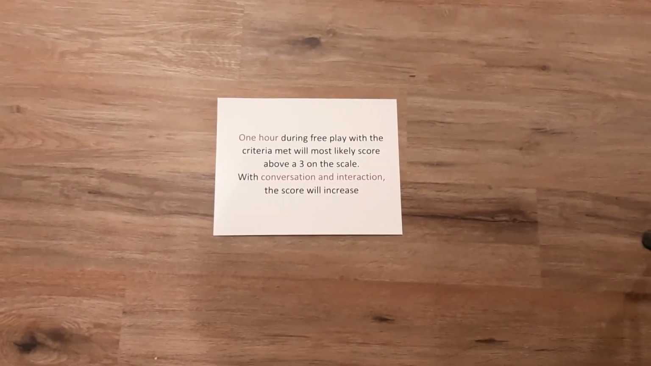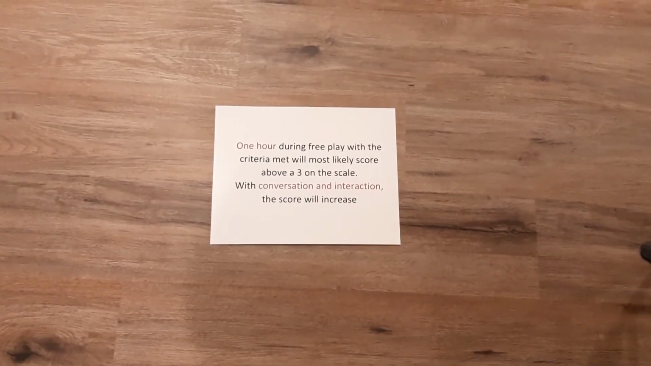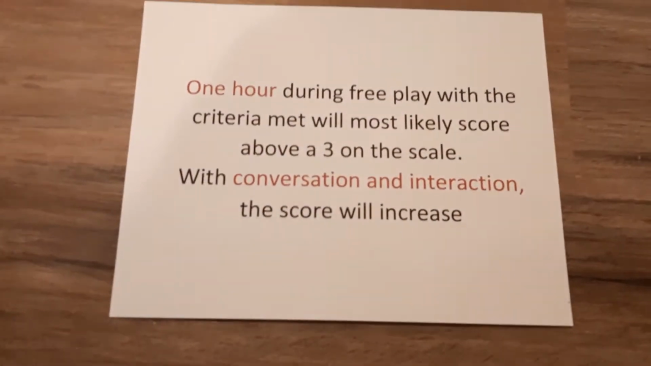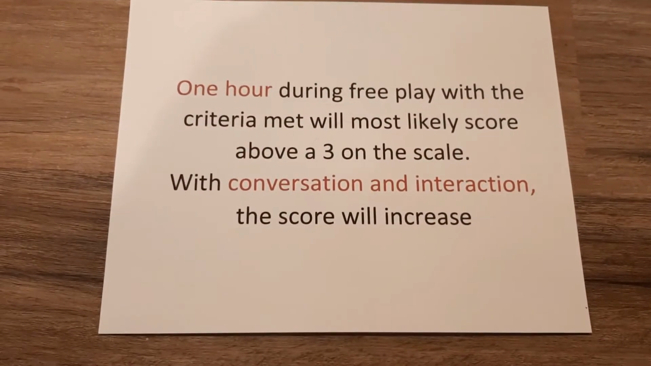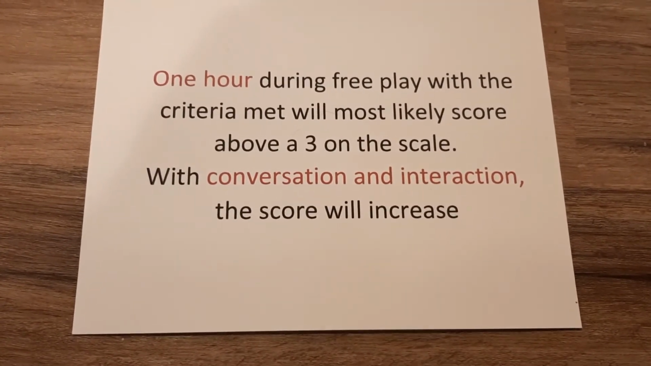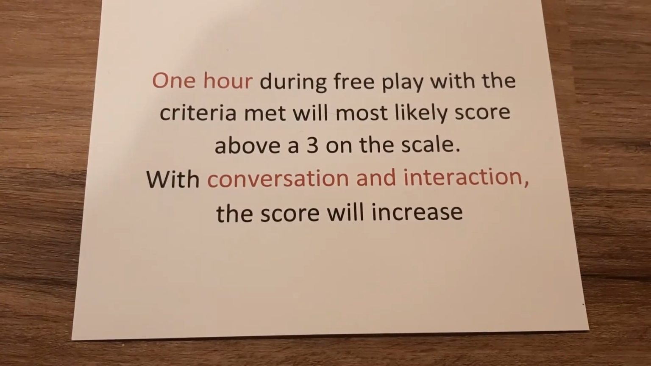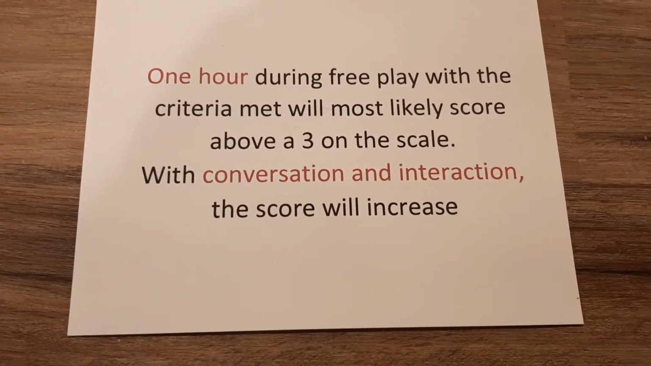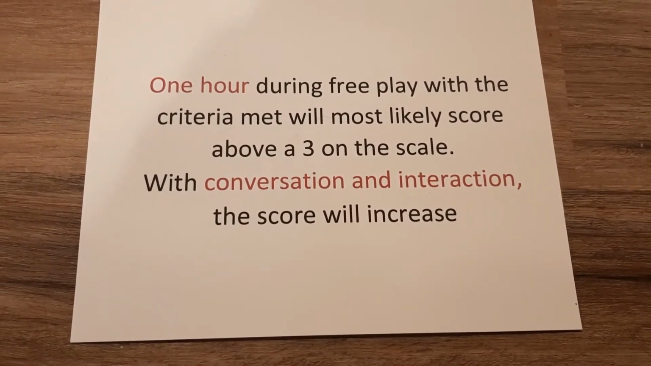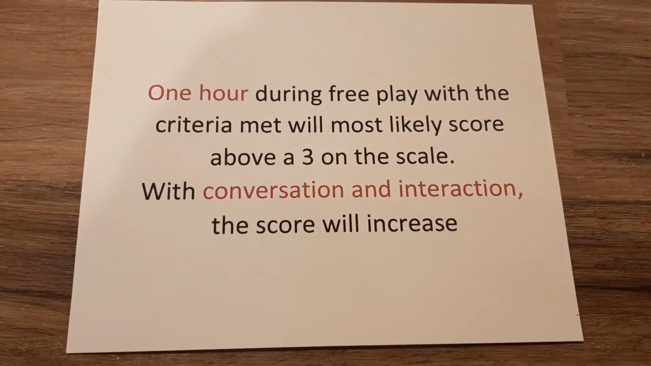We've covered the items and materials for your science center. Now I want to share with you one more important tip. If you have 1 hour during free play with the criteria met, that means the materials that you have for your science area and the categories, you will most likely score above a 3 on the scale. But if you add conversation and interaction, the score will most likely increase.